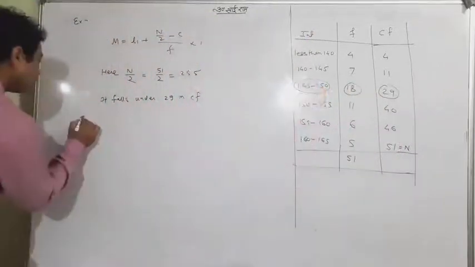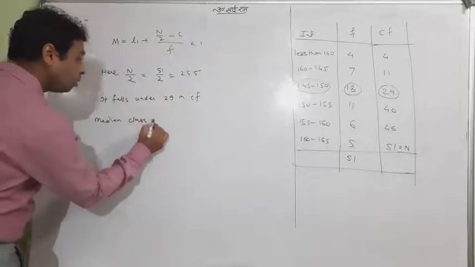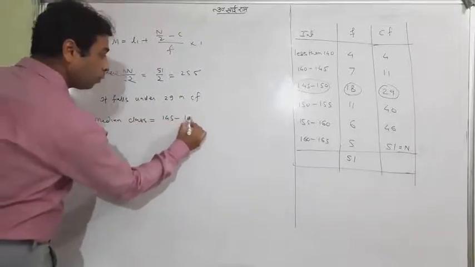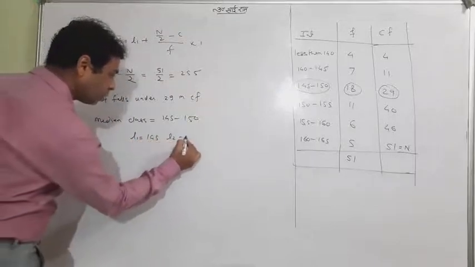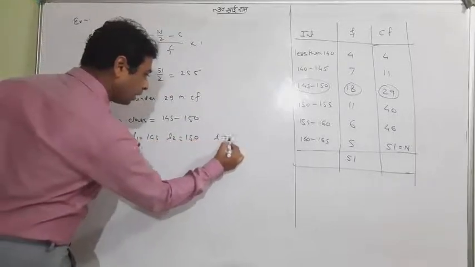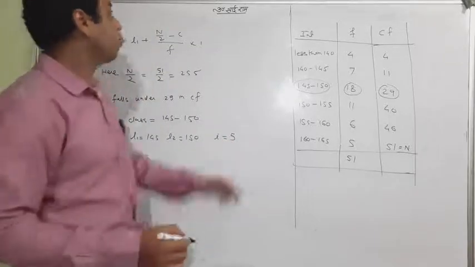What do you think the median class will be? You remember yesterday's concept. The median class will be 145 to 150. L1 is equal to 145, L2 is equal to 150, and I is the gap between these two, which is 5. Shortly, what is C?